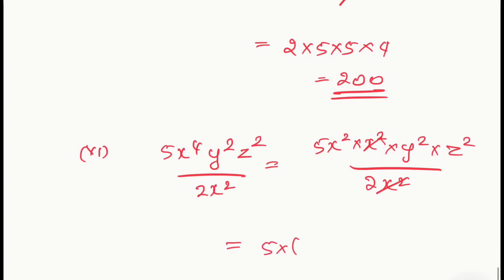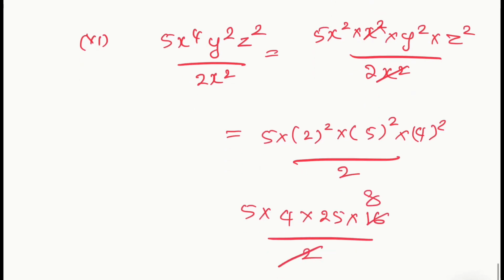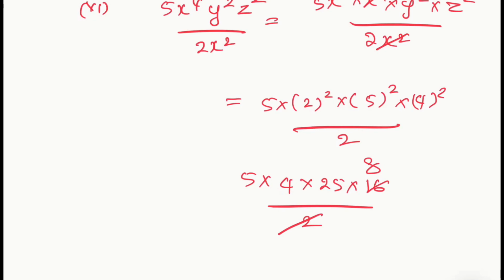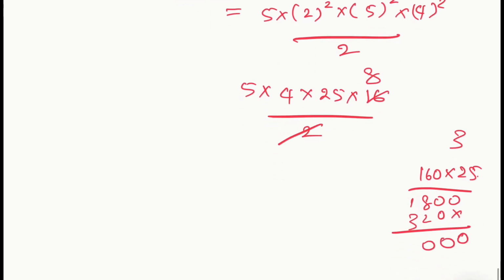So shall I do it? 5 into x square is what? 2 square into y square is 5 square into z square is 4 square by 2. 5 into 2 2s are 4 into 5 5s are 25 into 4 4s are 16 by 2. So you get 8. So 5 4s are 20. 20 into 8 will give you 160. 160 into 25, that is 4000. So your answer will be 4000.